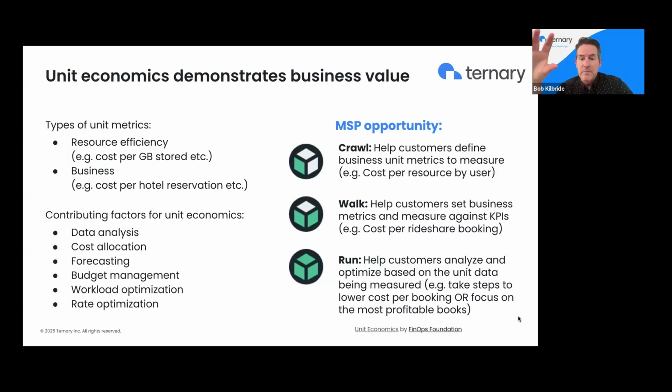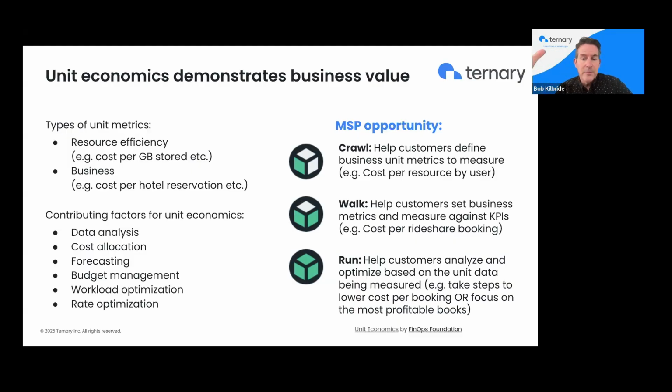And in terms of the MSP opportunity, we can put it in the context of the FinOps crawl, walk, and run model. So to crawl, to start, you just help your customers define the business unit that they want to measure. What is it that's important to them? It might be user, and it might be the cost of a resource per user. This is important to me. I want to know how much each user is consuming in terms of VMs, for example.